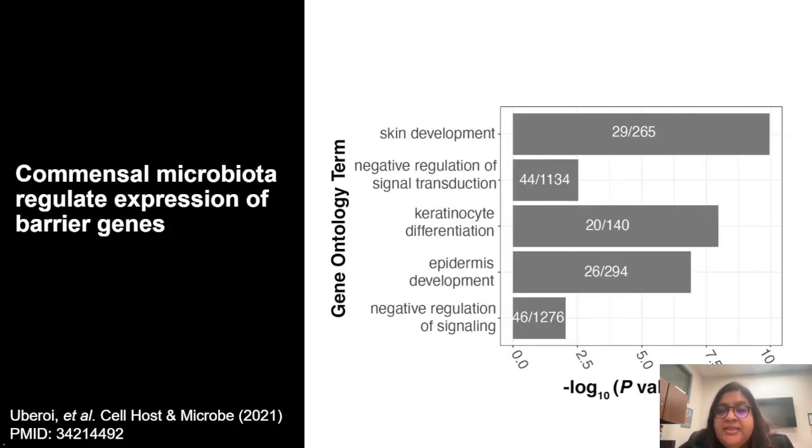So when we specifically did epithelial transcriptomics, which basically involved taking keratinocytes from these mice, we found something very interesting: commensal microbes regulated expression of barrier genes. This was extremely surprising. So the genes that we saw were mostly regulated by commensal microbes. Some of the top genes were involved in skin development, keratinocyte differentiation, and epidermal development, which suggested that commensal microbes are seminal in regulating a very fundamental aspect of epithelial differentiation.